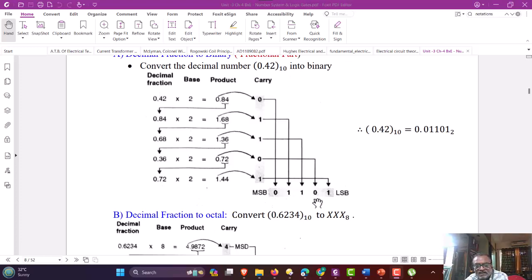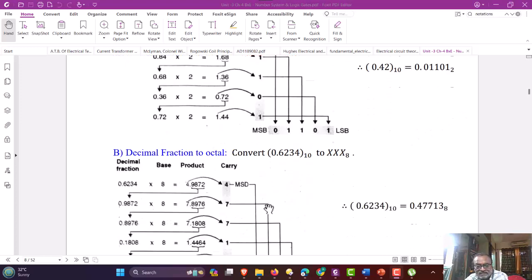So here we will truncate up to 5 binary significant digits and stop the process after 5 steps. Therefore the decimal fractional part 0.42 corresponds to the binary fraction 0.01101.